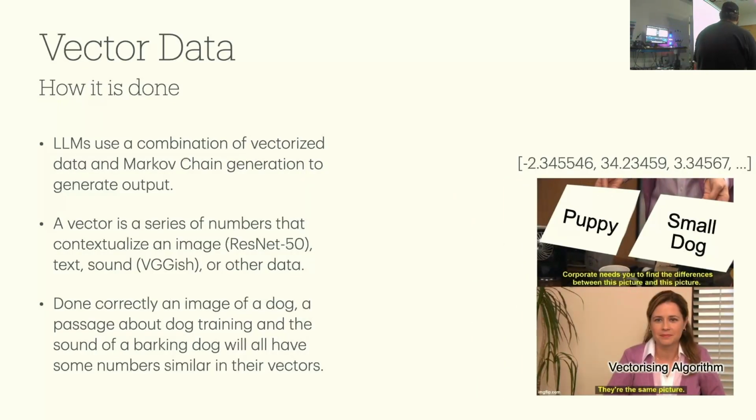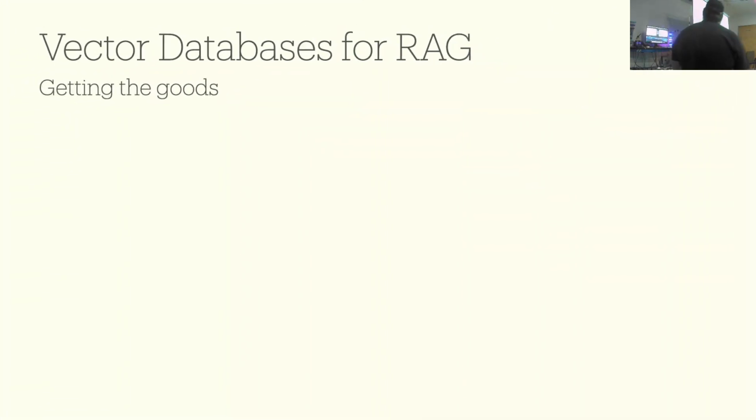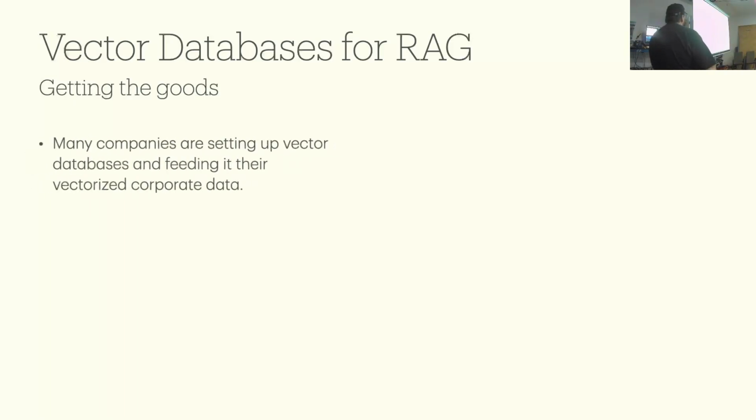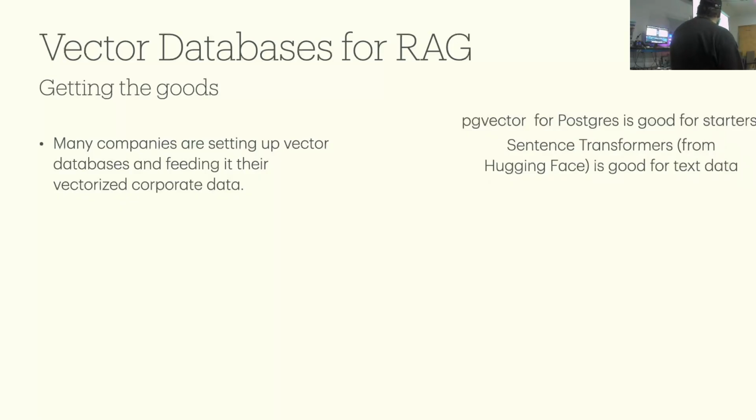This is my favorite one. Right? I should say embedding algorithm, but yeah, these small dogs, same thing. So, I should have put all this first, huh? Many companies are setting up vector databases, including their vectorized corporate data.